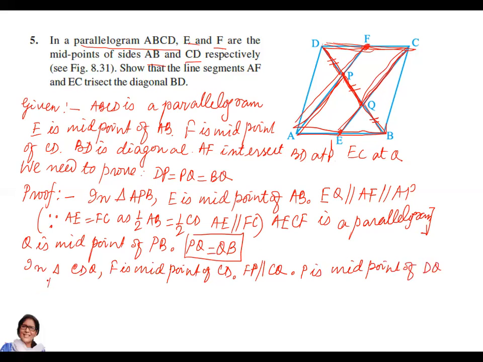What does it mean? It means DP is equal to PQ. So DP is equal to PQ, PQ is equal to QB. So PQ is equal to QB is equal to DP. Proved.